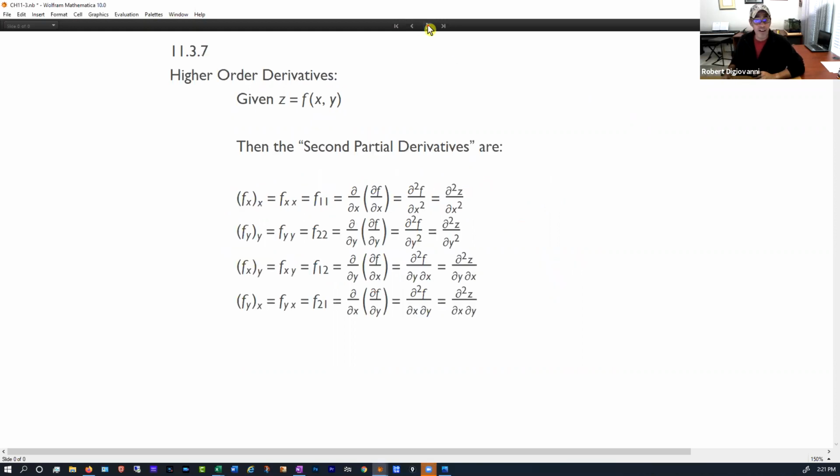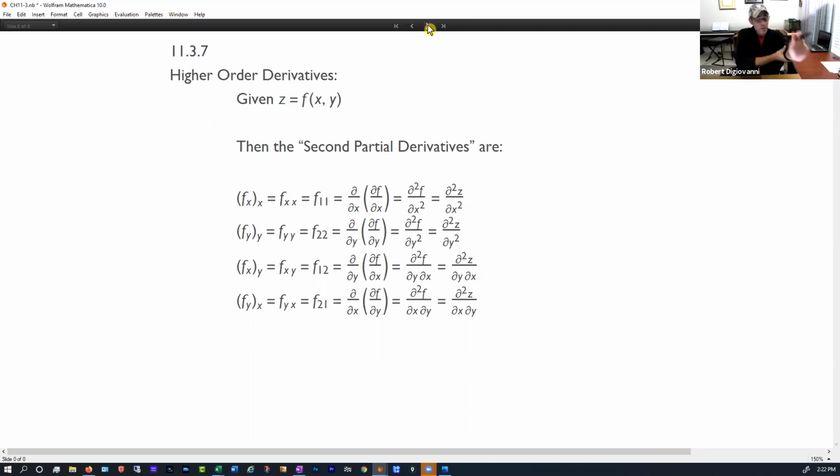Well, we also have to know notation for taking second derivatives, right? Just like in Cal 1, we had f prime was the first derivative, f double prime was the second derivative, f triple prime was the third. But how do we do higher derivatives with functions of two variables?